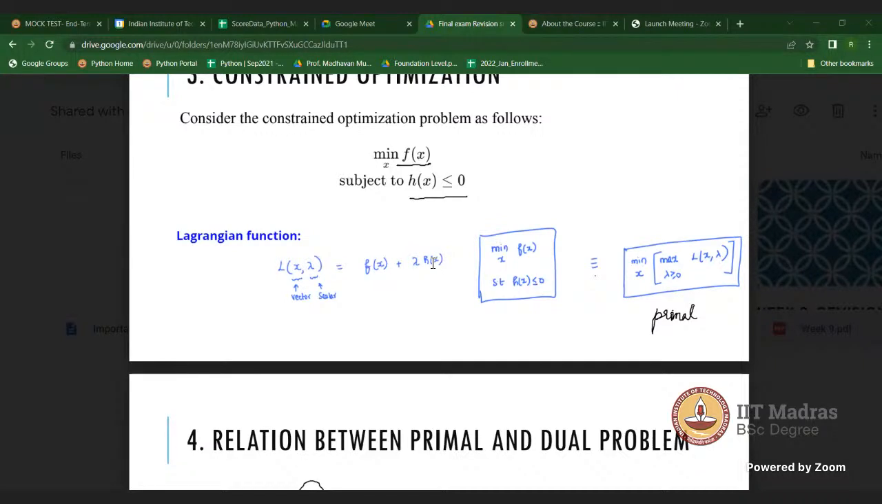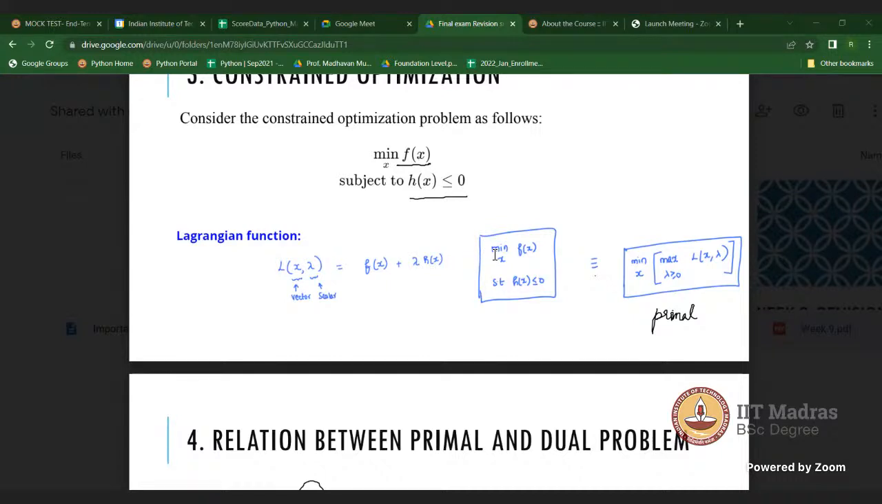When h of x is less than or equal to 0, since lambda should be greater than 0, the Lagrangian L(x, lambda) will be equal to f of x plus lambda times h of x. It will be less than or equal to f of x, right?